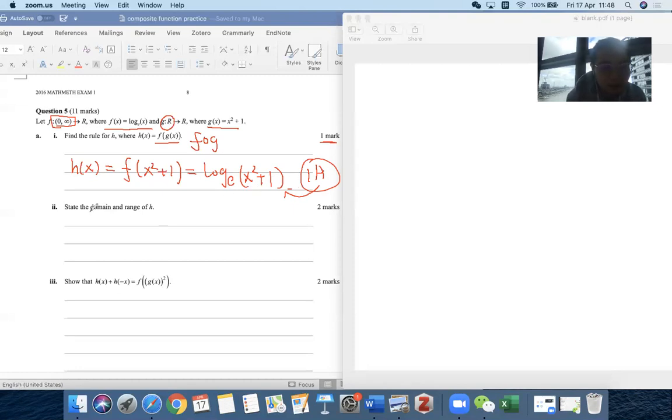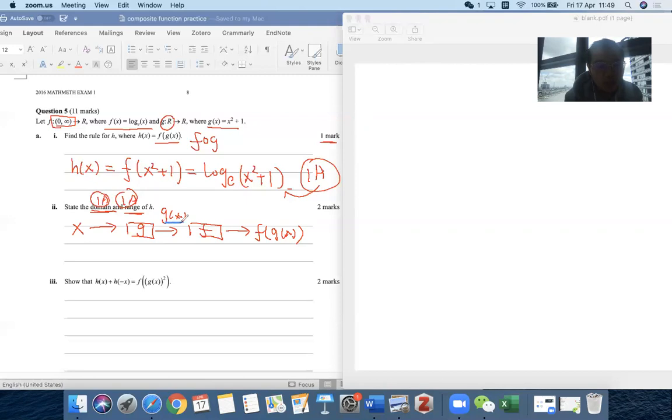Okay, another one is state the domain and range. So this one is 1A, this one is 1A. So 1A means 1 mark for the answer. 1M means 1 mark for the method, or we call it steps. Okay, so next one asks us to find the domain and range. For this case, again, we can use our chain box, which I covered last time. So x goes to g first, then gives us g(x), then all of them go through f, so gives us f(g(x)).